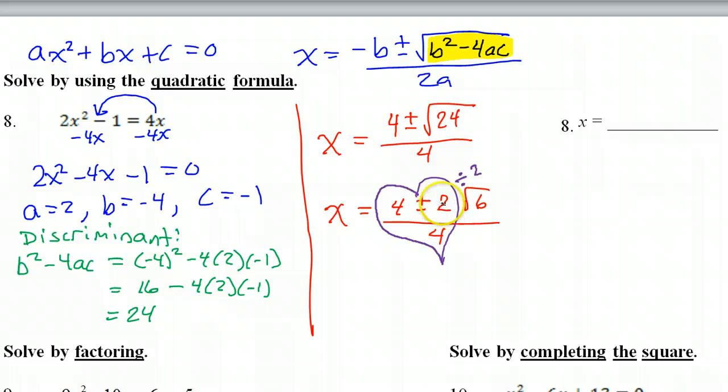If this was a 3 or something, then I couldn't do anything. Or if there was no 2 here, if it was just a radical 6, then I would be done. I would not do anything with the 4's at all. It has to be all 3 of these numbers or nothing.